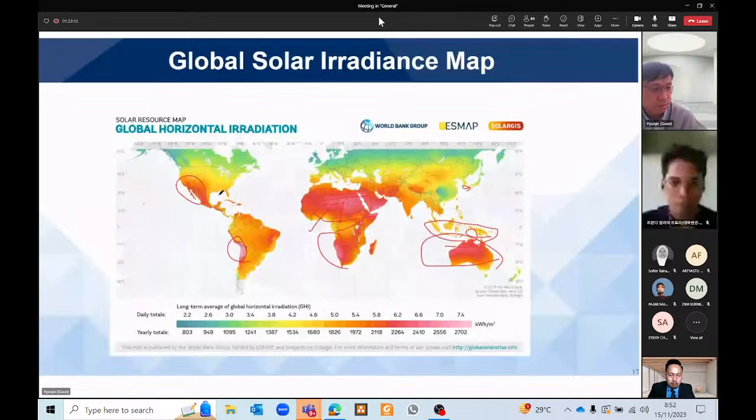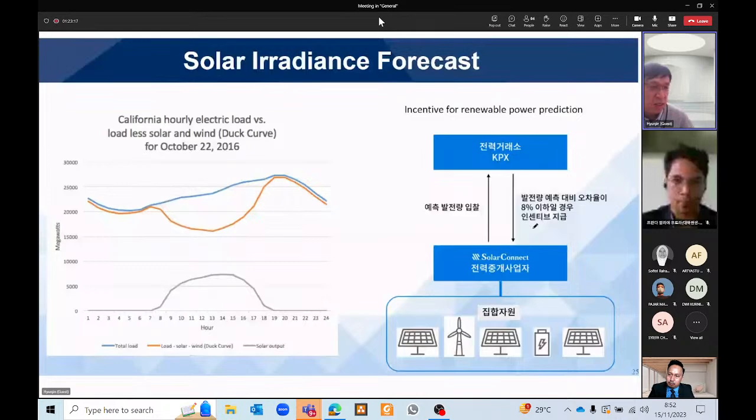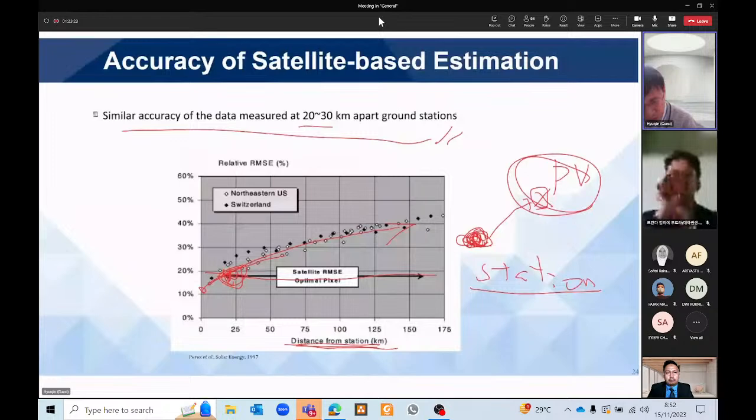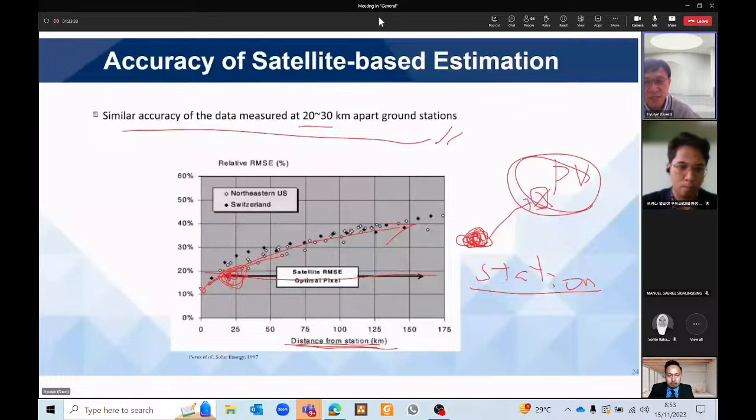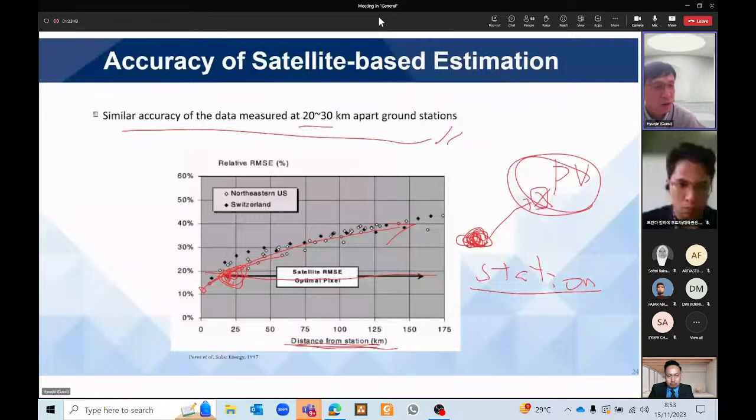So this is estimation. I said why we need estimation of solar radiation. You may not remember the three models, but as I said, estimation is needed to launch your PV power project. Why? We need to estimate whether this project will be profitable or not. Okay? That's the first part of the solar irradiance estimation.